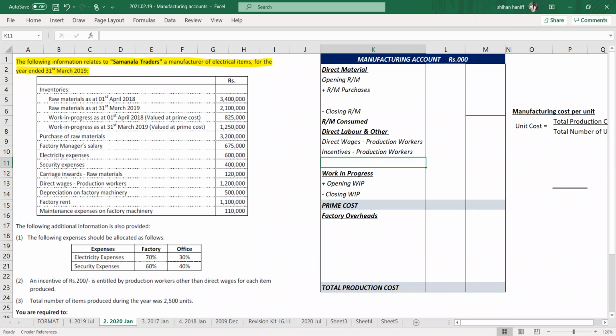There is a doubt. How about the last additional information? The last additional information, that is number 3, is given to calculate the incentive. 2,500 units into 200 rupees. That is to calculate the incentive. And also we will calculate the unit cost. Since you have the total number of items produced, we can calculate the unit cost. That I will do after this. How much is the total production cost?